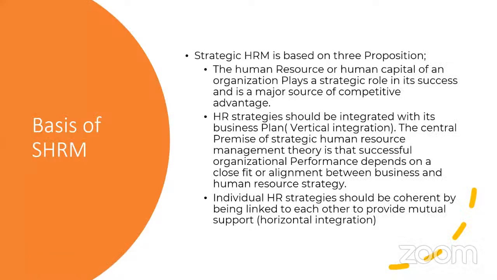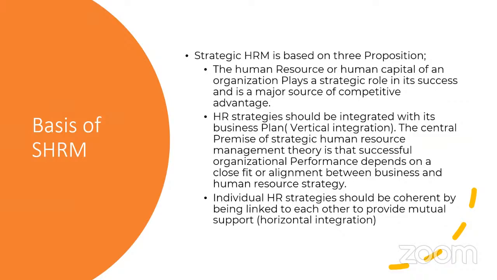Now, what led us to coming up with strategic human resource management? Strategic HRM is based on three prepositions. The first preposition is that the human resource or human capital of an organization plays a strategic role in its success and is a major source of competitive advantage. That's the number one rationale for which strategic human resource management evolved.